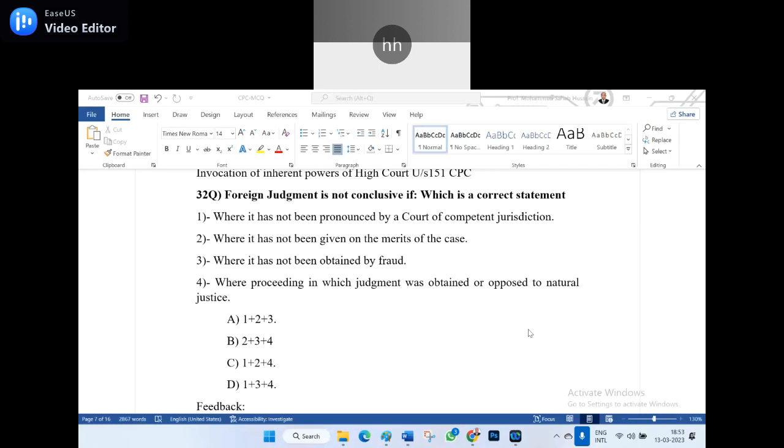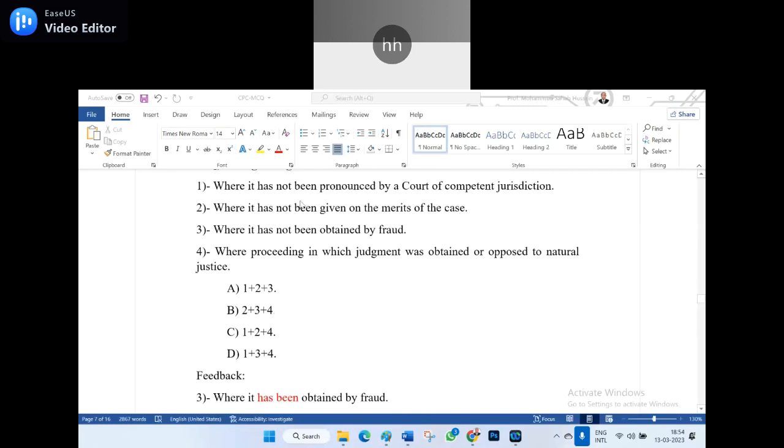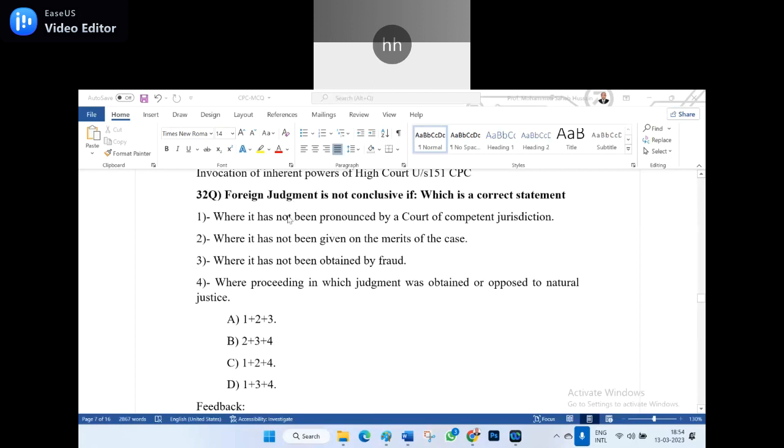In 3, I committed a mistake where it has not been obtained by fraud. No, it has been obtained by fraud. I put the not there. But actually, where it has been obtained by fraud, at that instant, it is not a conclusive judgment. But I wrote where it has not been obtained by fraud, because to confuse you, all the nots are there. Here not is there, here not is there, and here not, I put it there because it is correct. Where proceedings in which the judgment was obtained are opposed to natural justice, yes, it is not a conclusive proof.